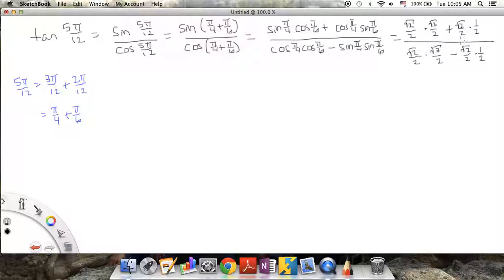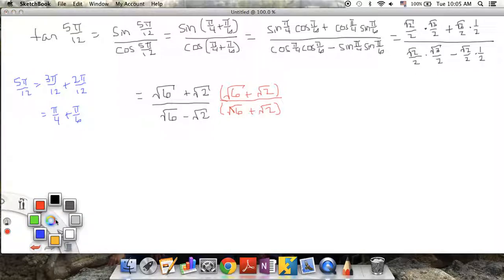Now if you notice, we've got 4 as our common denominator on both of those. When using your algebra, you'll see that those 4's cancel out. So we're left with the square root of 6 plus the square root of 2 over the square root of 6 minus the square root of 2. Again, I'm okay with you leaving it this way, but your book wants you to rationalize it. So that's what we're going to do. Square root of 6 plus the square root of 2 is what we need to multiply by to get the radical out of the bottom.